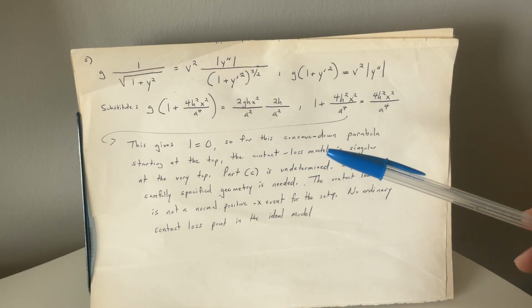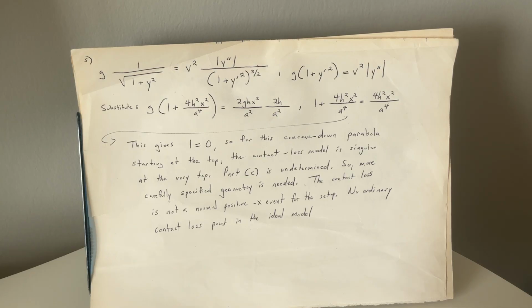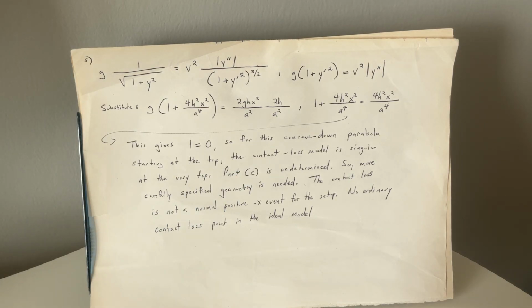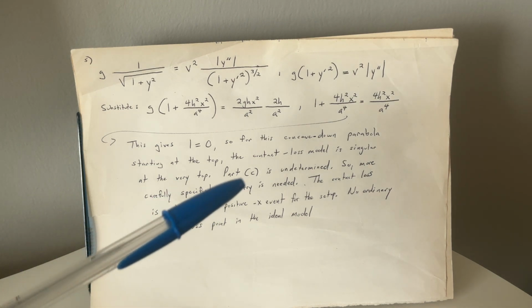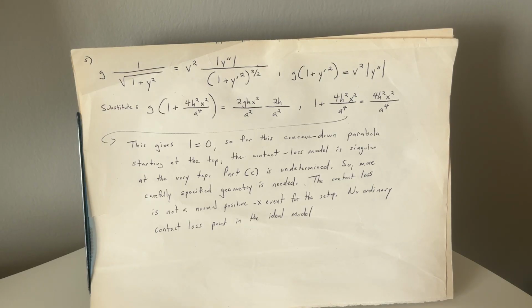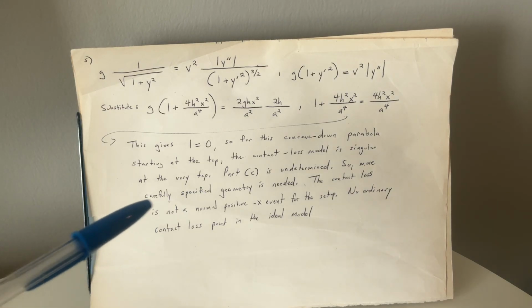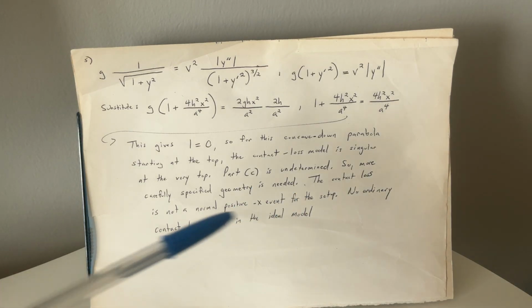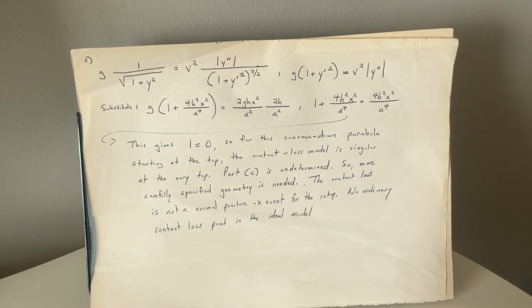So for this concave down parabola starting at the top, the contact loss model is singular going to the very top. So part C is undetermined. More carefully specified geometry would be needed for this problem, and the contact loss is not a normal positive x event for the setup. So no ordinary contact loss point in the ideal model. Okay, so that's number 5.